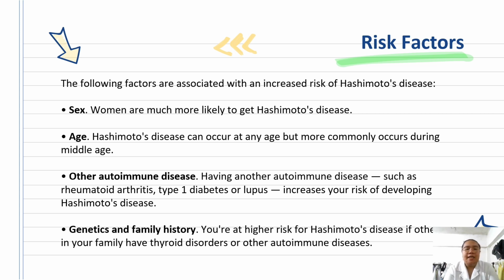Next, we have other autoimmune diseases. Having another autoimmune disease such as rheumatoid arthritis, type 1 diabetes, or lupus increases the risk of developing Hashimoto's disease. The next is genetics and family history. You're at higher risk for Hashimoto's disease if your family has a history of thyroid disorders or other autoimmune diseases.